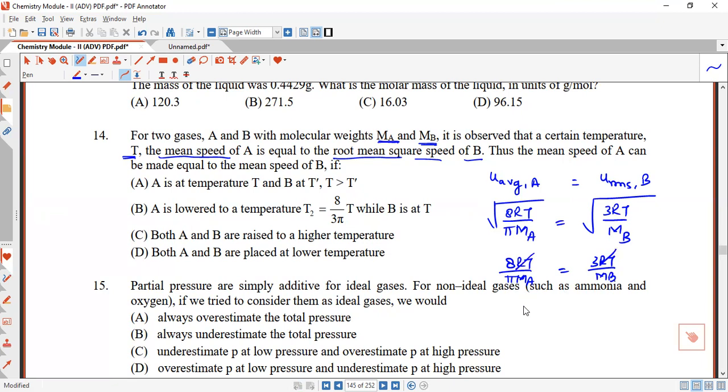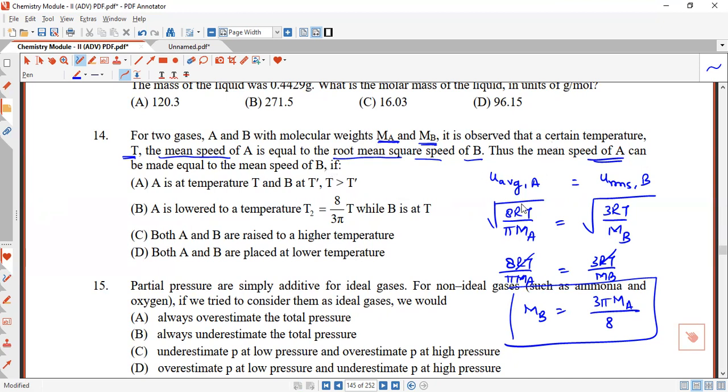RT cancels. So MB is equal to, ये इधर गया, 3 pi MA by 8. Yeah. Okay. So this is the relation between MB और MA के बीच में, ठीक है. This is the mean speed of A. Mean speed of A can be made equal to mean speed of B.